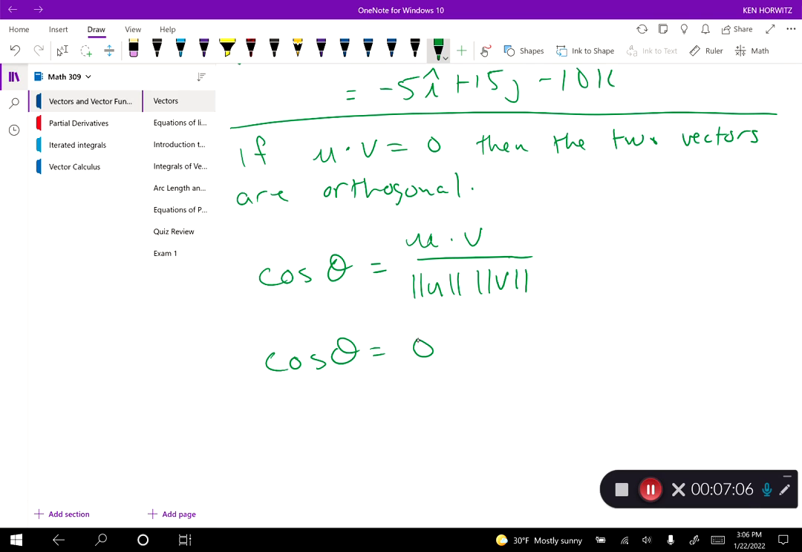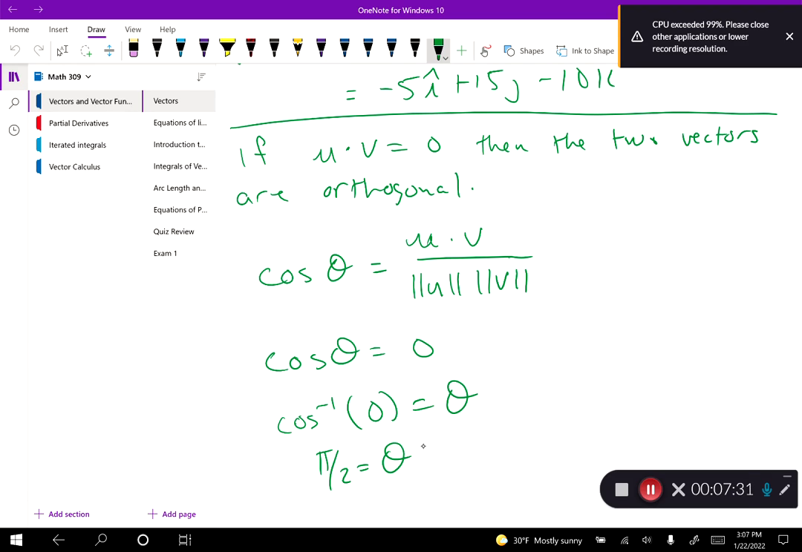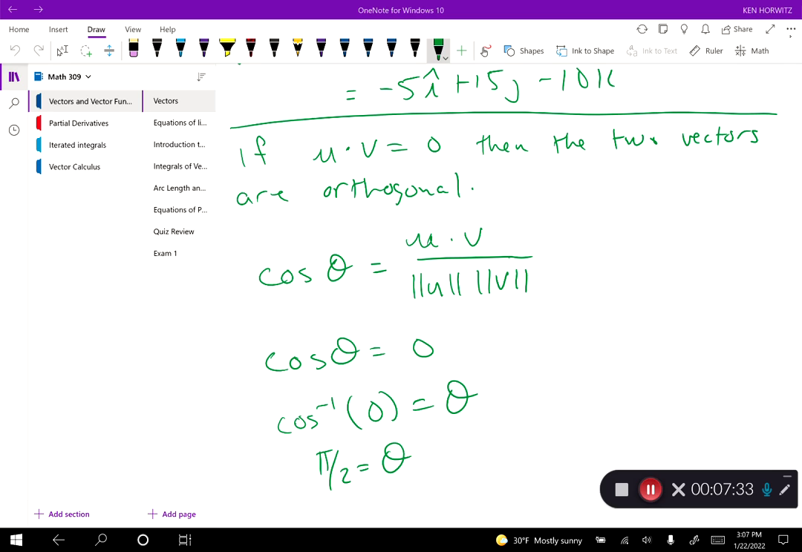And where does my cosine equal 0? It equals 0 at pi over 2, which is our theta. All right, so you don't have to go through all these steps, just know that if that dot product equals 0, you have orthogonal vectors.